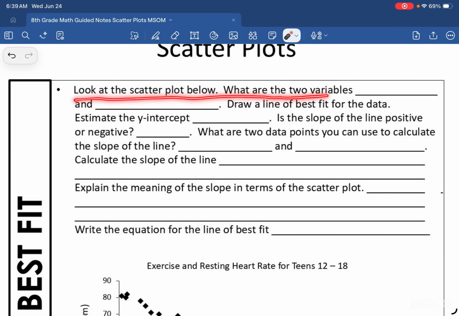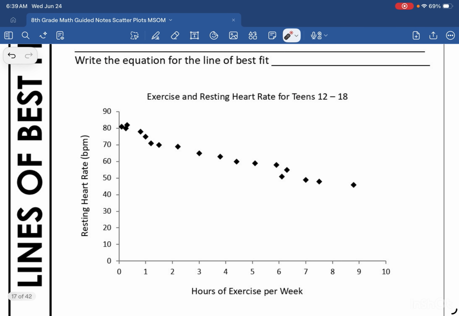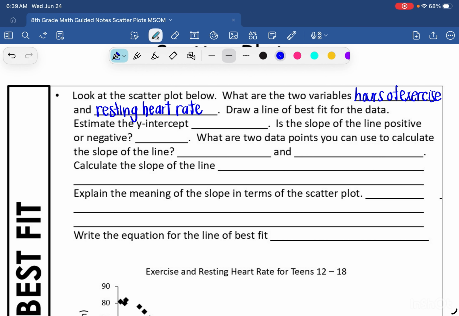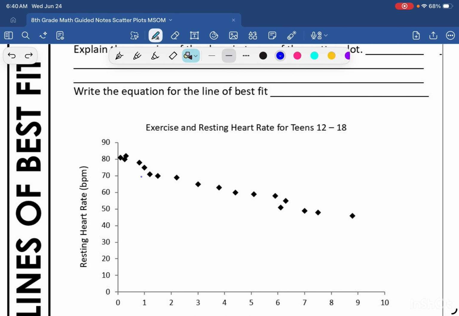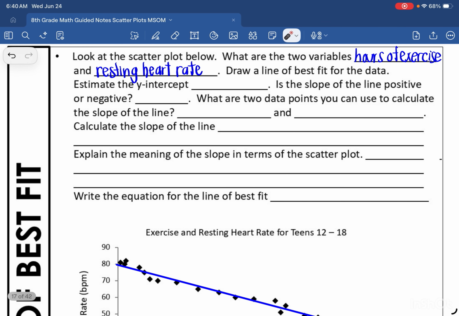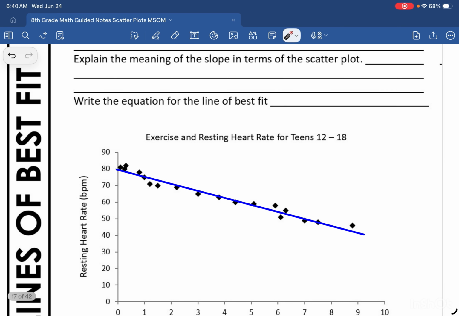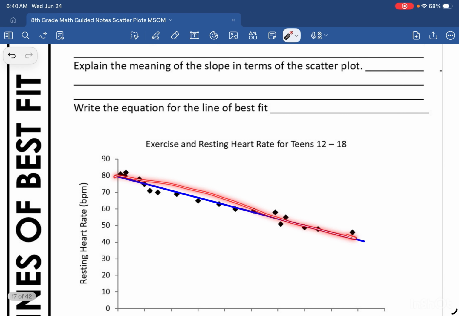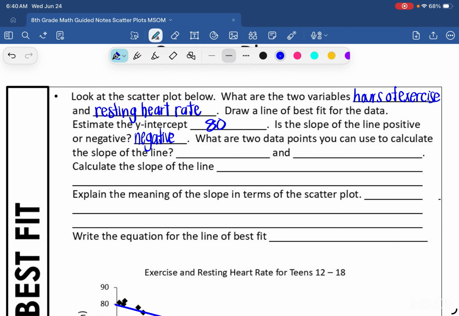Look at the scatter plot below. What are the 2 variables? The 2 variables are the resting heart rate and the hours of exercise per week. Draw a line of best fit for the data. So we're going to draw a line that's as close to the points as possible. Estimate the y-intercept. So if I look down here, it looks like my y-intercept is about 80. Is the slope of the line positive or negative? Well, my line is going down, so that's going to be a negative slope. What are 2 data points you can use to calculate the slope of the line?